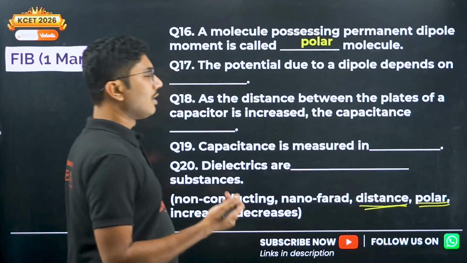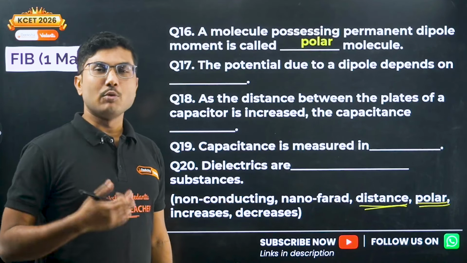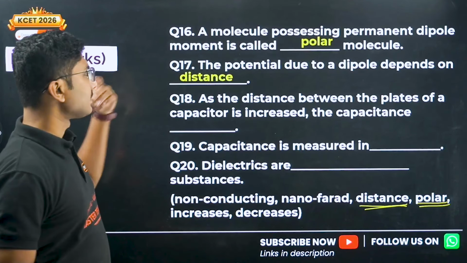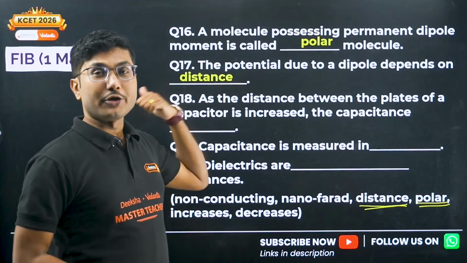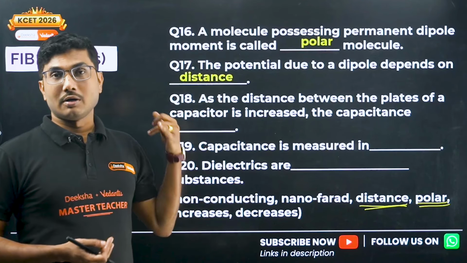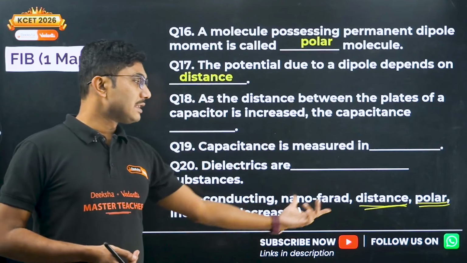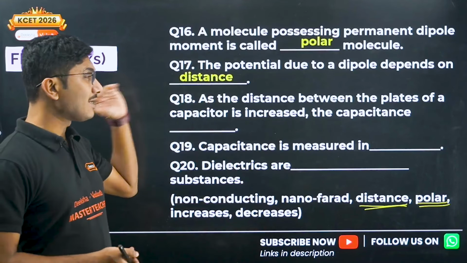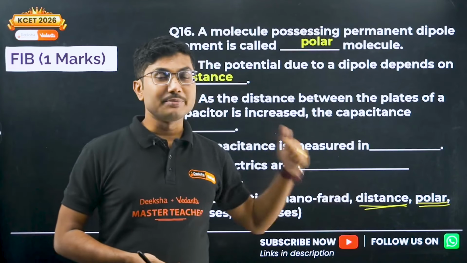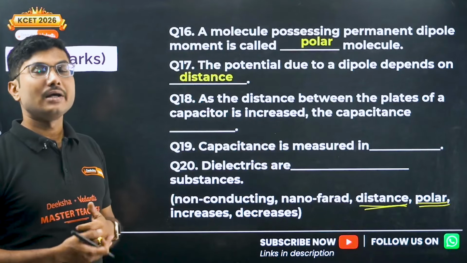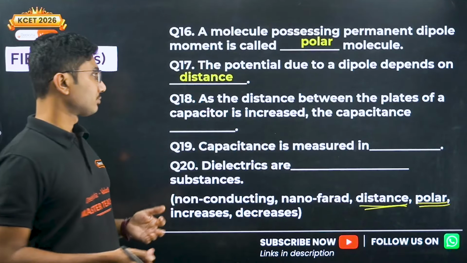So we know that electric potential and electric field both depend on distance. So correct answer is distance. For example, electric potential due to a dipole also depends on the dipole moment, but dipole moment is not given in the option. So make sure that whatever is the correct answer, this is making sense and the sentence is complete.